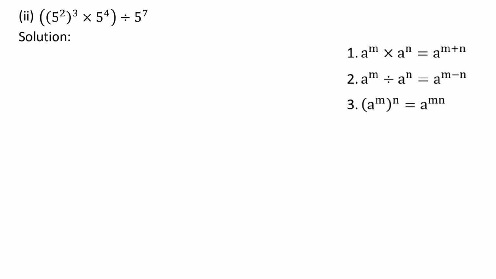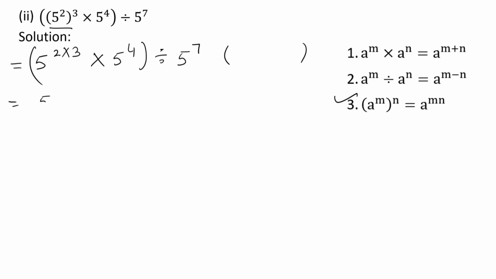5 raised to the power of 2, the whole thing raised to the power of 3 into 5 raised to the power of 4 divided by 5 raised to the power of 7. So first we will simplify this using the third law. Multiply the exponents 2 into 3 into 5 raised to the power of 4 divided by 5 raised to the power of 7. Mention the law here. So this becomes 5 raised to the power of 6 into 5 raised to the power of 4 divided by 5 raised to the power of 7.